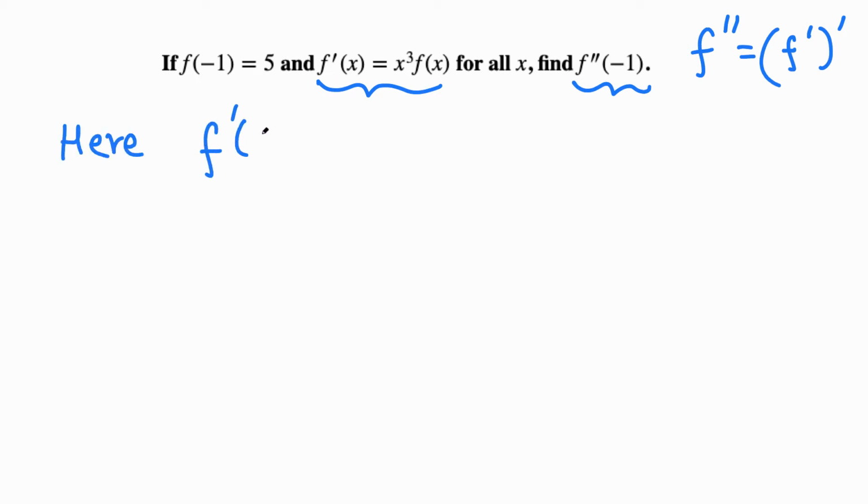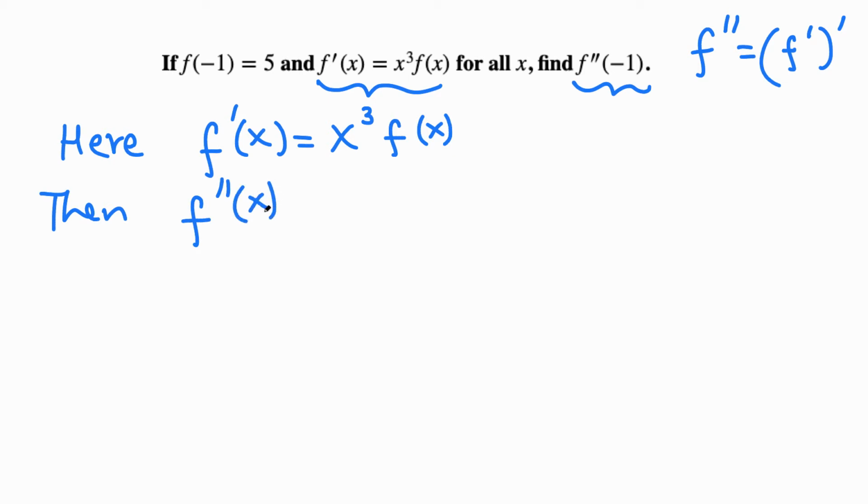Here the first derivative is given: x cubed times f of x. To find the second derivative, let's take the derivatives of both sides. When we take the derivative of both sides, the left becomes simply f double prime. But on the right, since we have a product, we need to use the product rule. The derivative of x cubed is 3x squared, leave the second factor alone, plus leave the first alone, times the derivative of the second, which is f prime.